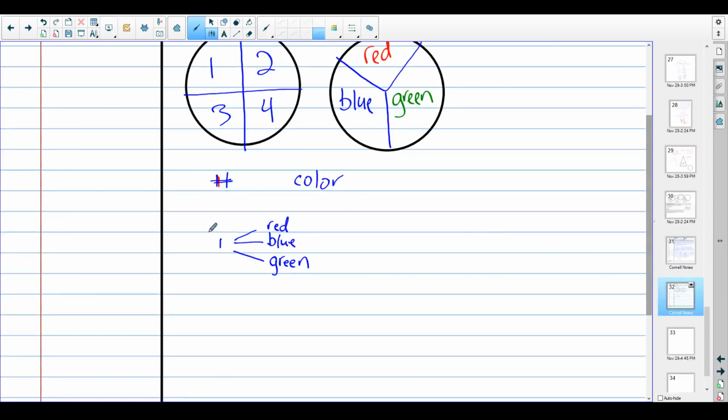And then we move on. So if we don't land on 1, what other number could we land on? We could land on a 2. And if we landed on 2, the colors we could get are still red, blue, and green.